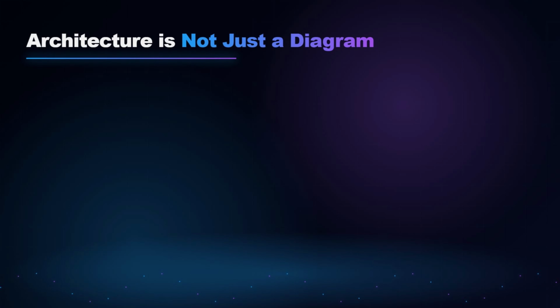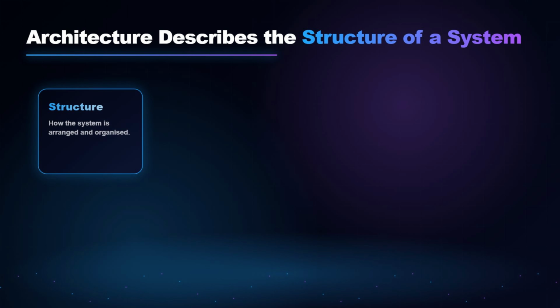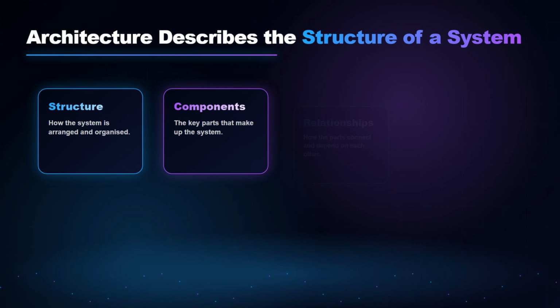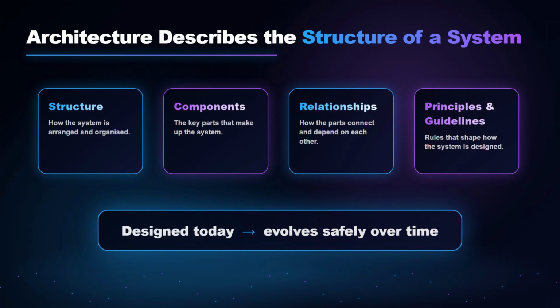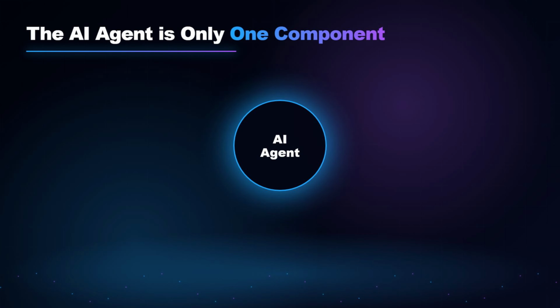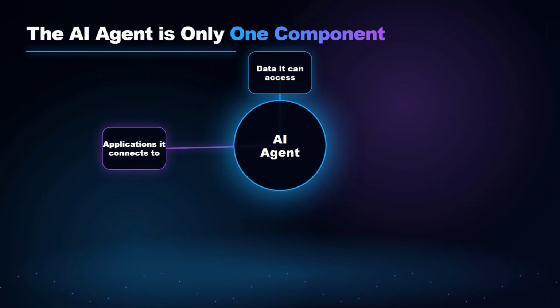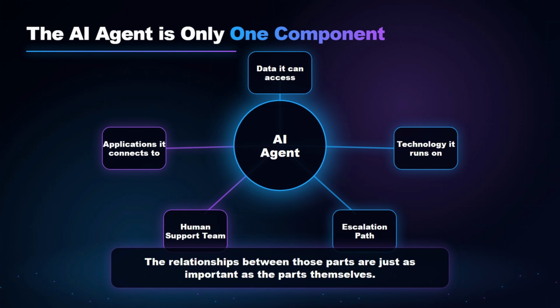Now let's move to architecture. Architecture is not just a diagram. It describes the structure of a system, the components, how they relate to each other, and the principles and guidelines that shape how the system is designed and evolves over time. Using the AI agent example, the agent itself is only one component. The architecture may also include the data it can access, the applications it connects to, the technology it runs on, and the human support team it escalates to. The relationships between those parts are just as important as the parts themselves.